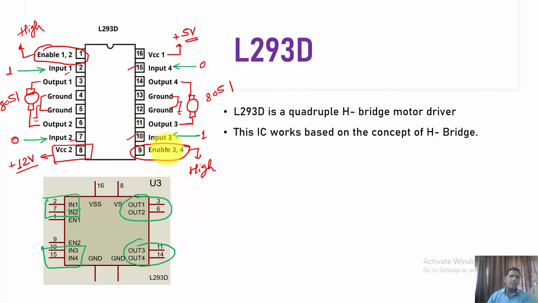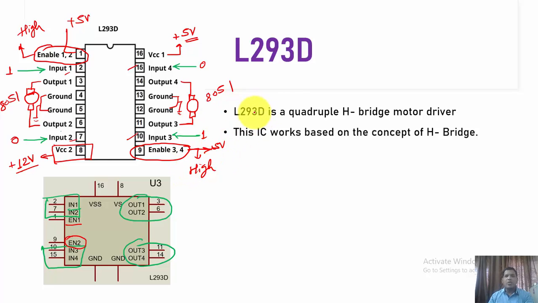Means simple, to enable the input, generally pin number 1 and pin number 9 are used, which are nothing but your EN1 and EN2. You may connect these to the 8051 microcontroller and directly make the pin high, or directly connect them to a plus 5 volt supply, which seems to be the best practice. Always connect them directly to a plus 5 volt supply.